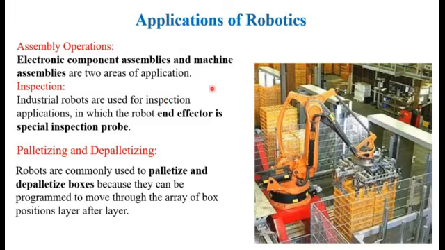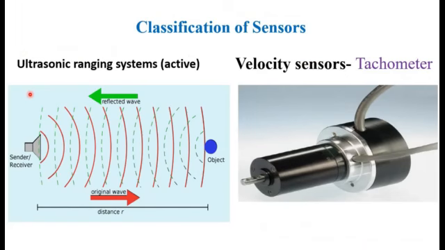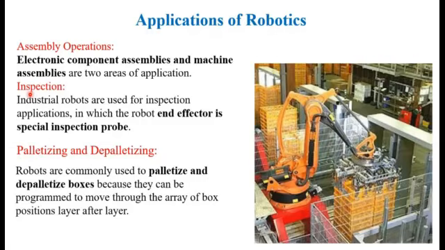Then applications of these robots. Okay, so these are the various types of sensors used in robots. Now we will see the application of these robots in the various industries.